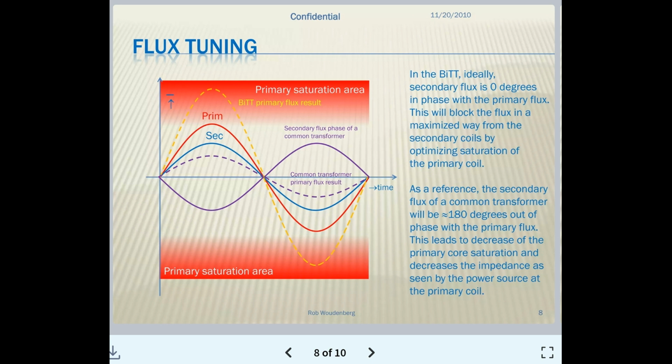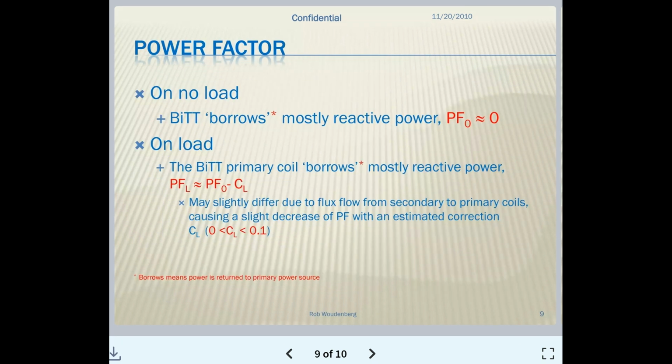Rob Laudenberg. Power factor on no load: the bit borrows, asterisk, mostly reactive power, PF 0. On load: the bit primary coil borrows, asterisk, mostly reactive power, PF 0. The PF may slightly differ due to flux flow from secondary to primary coils, causing a slight decrease of PF with an estimated correction, PF 0. Confidential, November 20, 2010. 10.